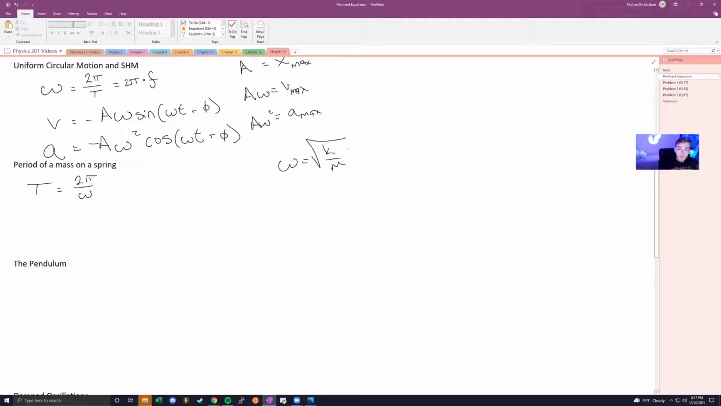I'm going to save the derivation for this, but you guys can find the full derivation for this in your lab manual for lab 9. So by making the substitution, we get that our period is going to be equal to 2 pi times the square root of our mass divided by our spring constant. This equation is very important, and I would highly, highly recommend having this one in your toolbox. Same thing with this relationship right here.